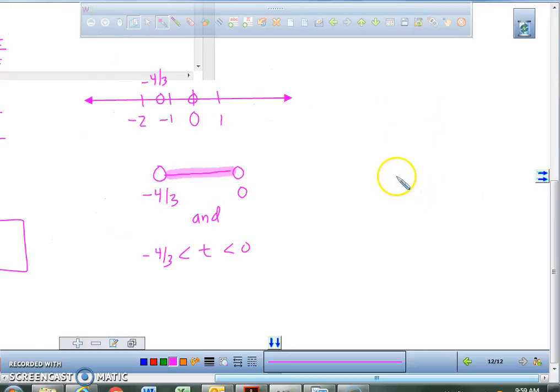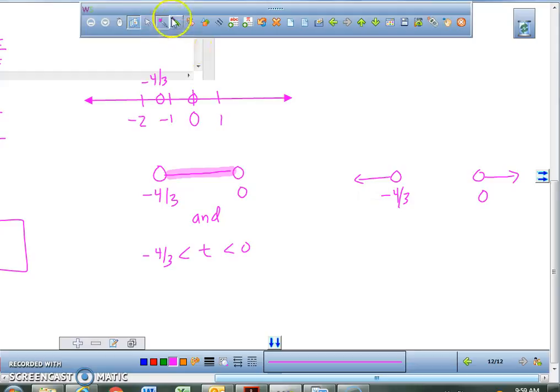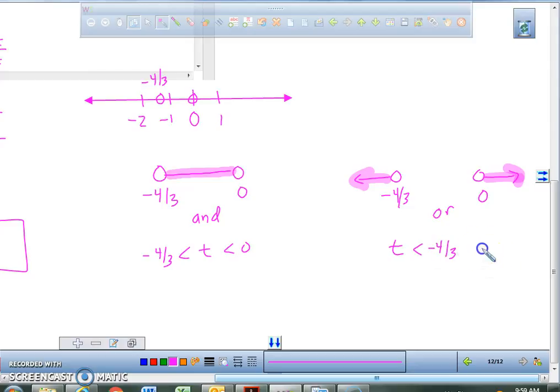The other answer choice could be an open circle at negative 4 thirds and an open circle at 0, and you could have things going in opposite directions. This would not be an and statement, this would be an or statement, and you could say t is less than negative 4 thirds, or t is greater than 0. So we're going to have this situation, or we could have this situation, or maybe nothing else.